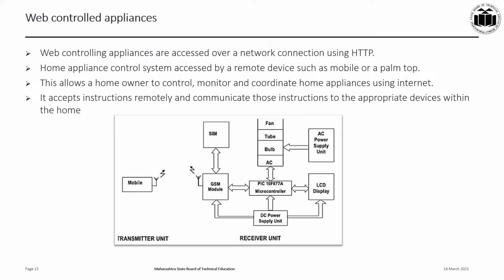Seventh component of smart home is web controlling appliances. Web controlling appliances are accessed over a network connection using Hypertext Transfer Protocol, that is the HTTP. Home appliance control system is accessed by a remote device such as mobile or palmtop. This allows a homeowner to control, monitor and coordinate with the home appliances using internet from anywhere in the world. It accepts the instruction remotely and communicates those instructions to the appropriate device within the home to monitor and control.